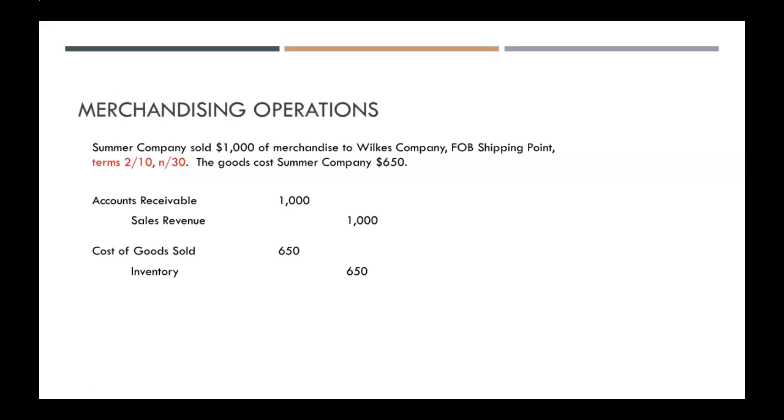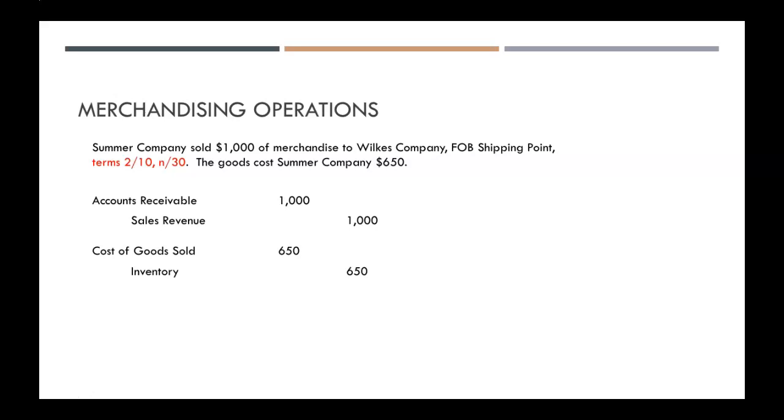Now, why would a company give these discounts, right? Why would Summer Company want to give Wilkes a 2% discount? Well, they want to get their money now, right? So Summer Company was willing to give Wilkes a little bit of a discount, just a 2% discount, if they paid quickly, right? If they pay within the first 10 days. So it's just a way to motivate a buyer to pay the money back that they owed.